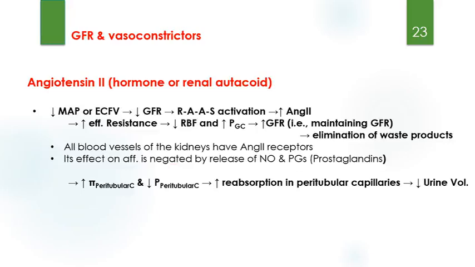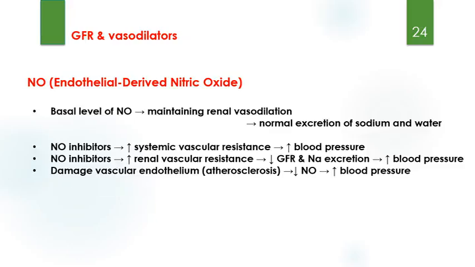And because of that, angiotensin II just constricts the efferent arteriole. The next compound is nitric oxide, or endothelial-derived nitric oxide, that is derived from the endothelial cells of the vessels. The basal level of nitric oxide is important for maintaining renal vasodilation, and it is important for normal excretion of sodium and water.